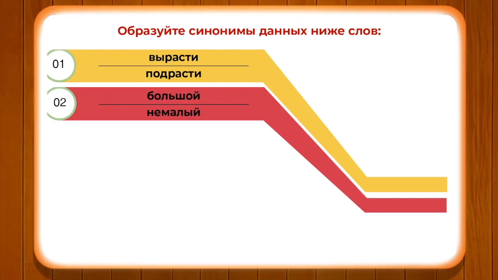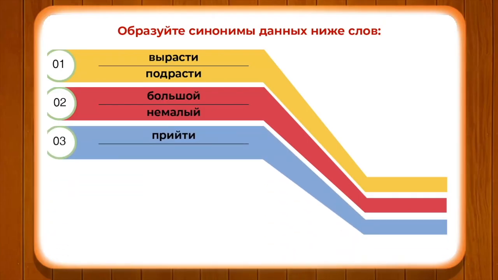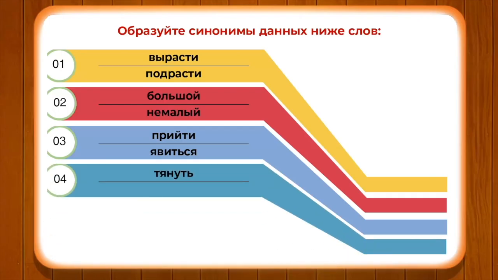Next word we have прийти. Прийти, as you know, to come or to come in. The synonym is явиться. Явиться. The next word we have тянуть. Тянуть. You must be knowing this word, to pull up or pull out. And the synonym can be тащить.